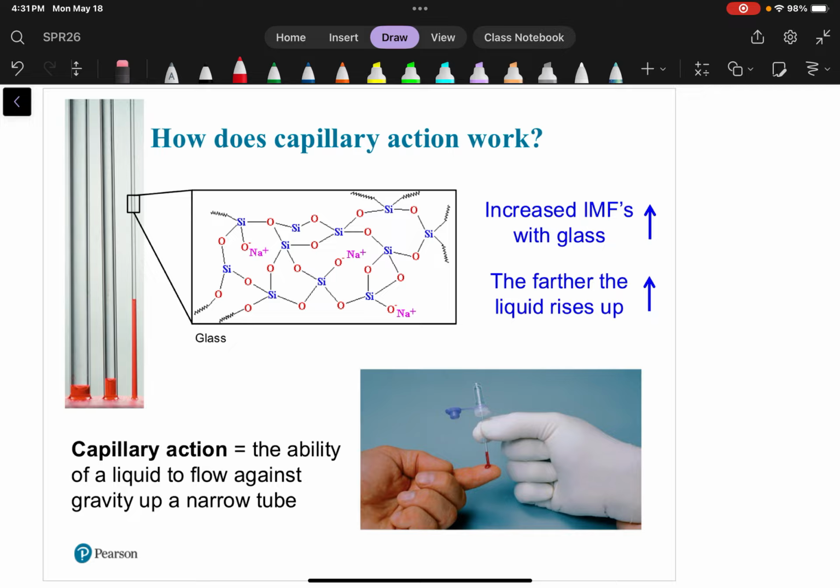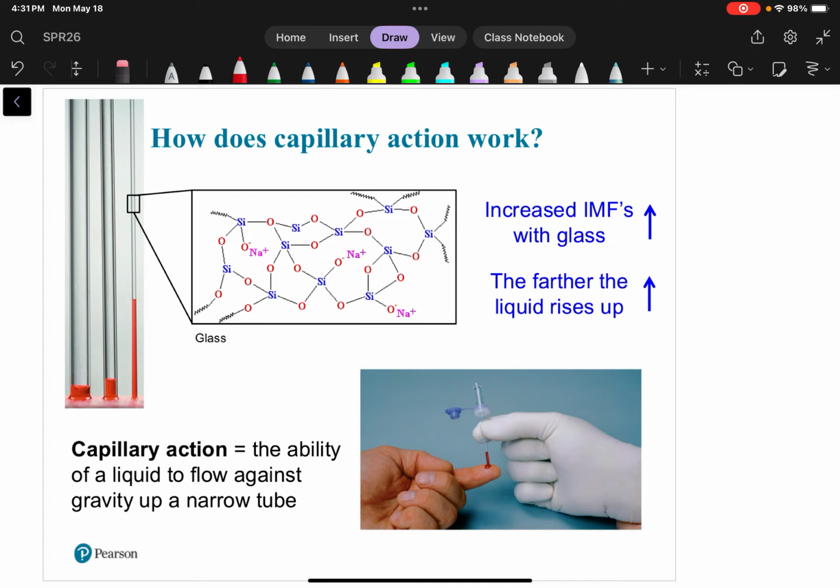So if you zoom in on a sample of glass, what you'll see is that glass is actually made up of this structure here, or these different atoms. So we've got some silicon atoms bonded to some oxygens, and then you've got these sodium cations kind of hanging around. And when you look at some of these oxygens, you'll notice that there are negative charges, and those are going to hang out with your sodium cations.